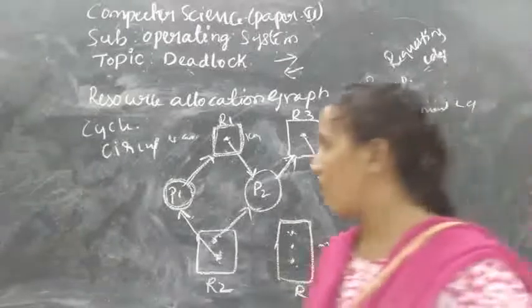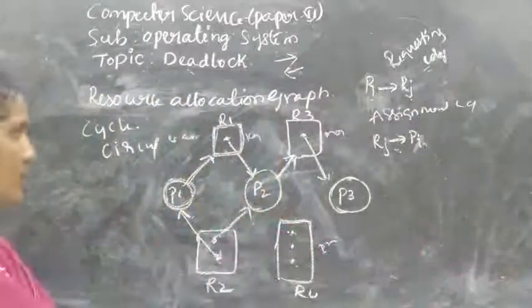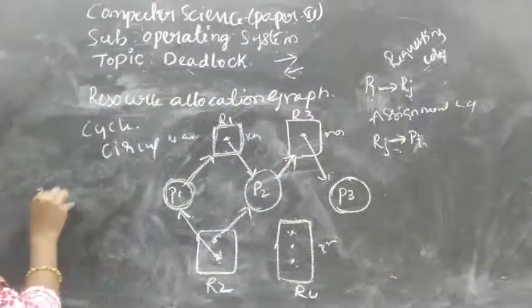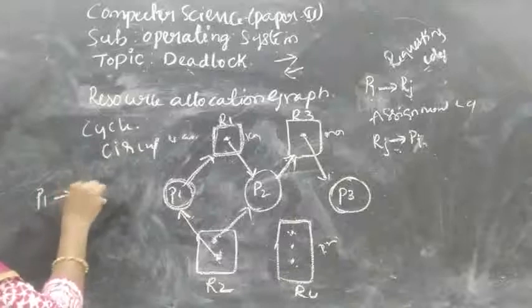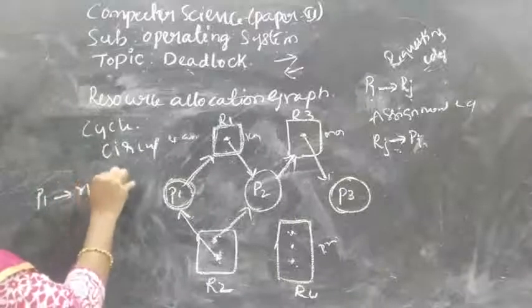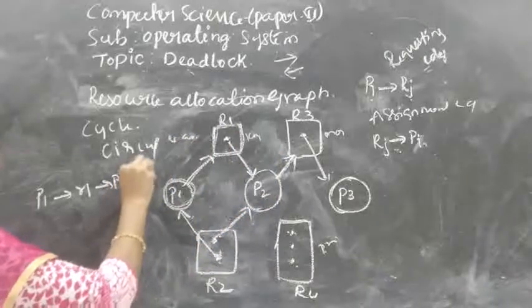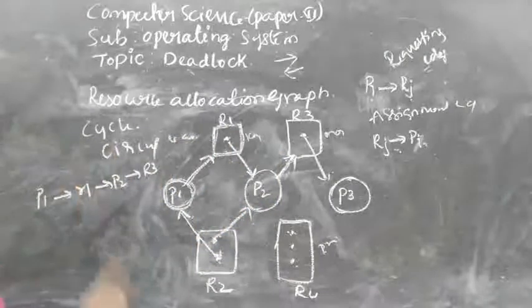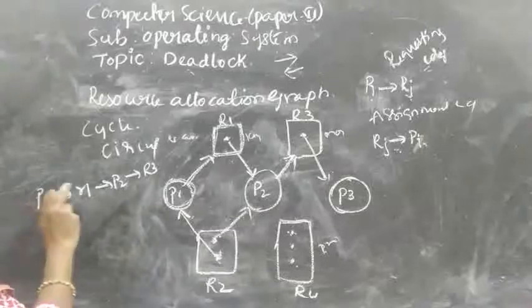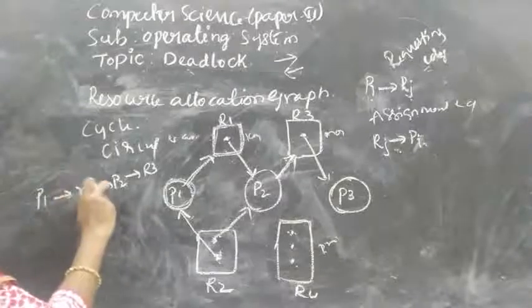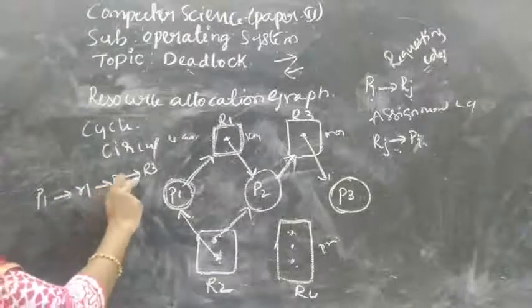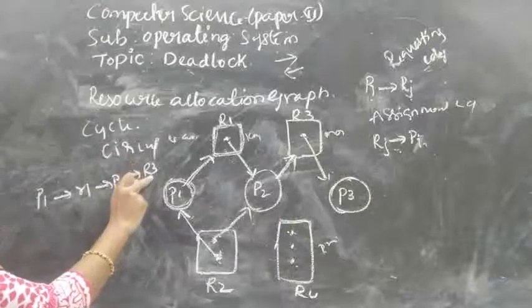For example, here P1 is requesting R1, and R1 is held by P2, and P2 is requesting R3. So for example, if P1 is requesting R1, R1 is held by P2, and P2 is requesting R3.